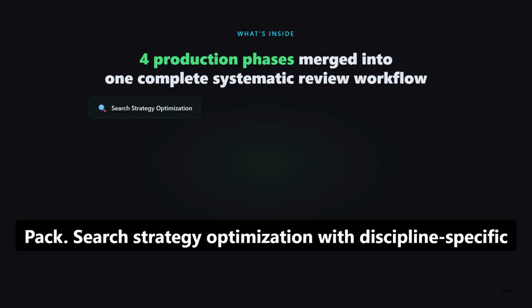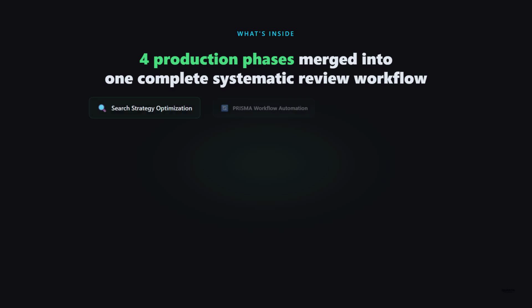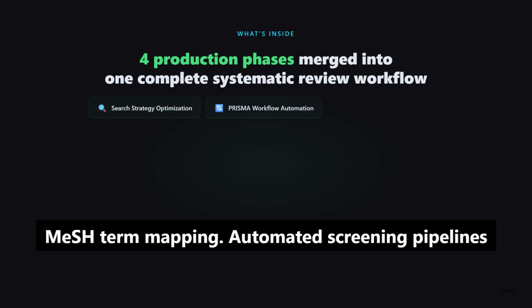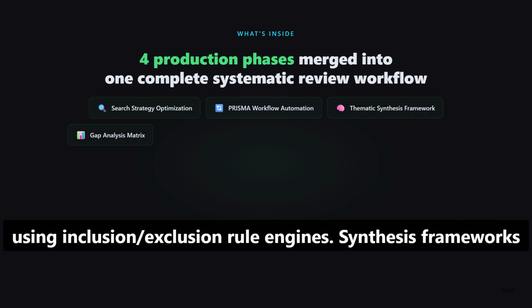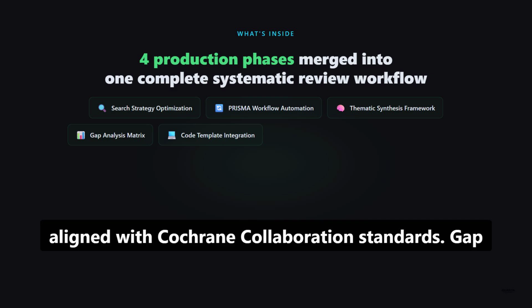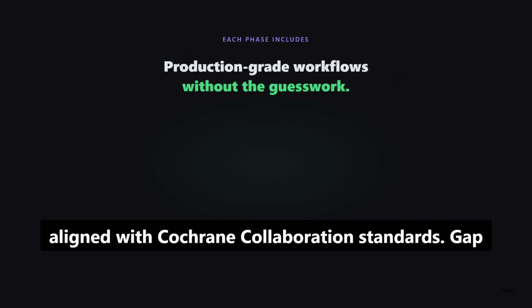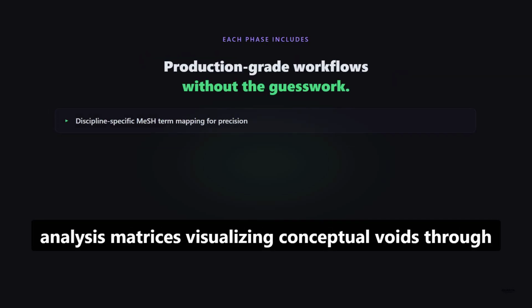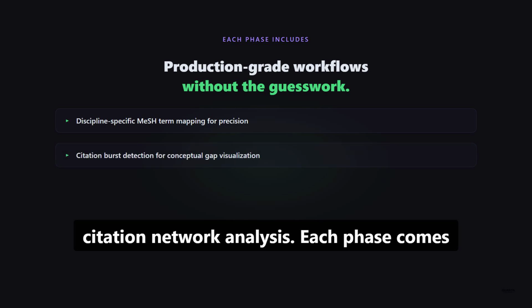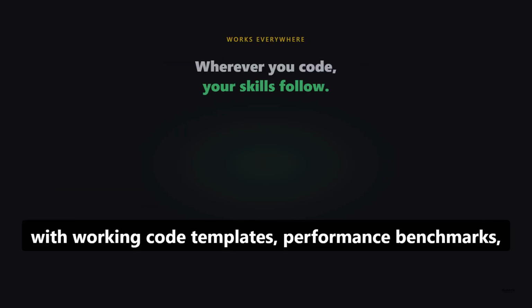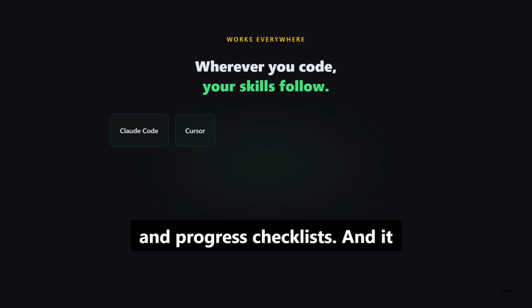Search strategy optimization with discipline-specific MeSH term mapping. Automated screening pipelines using inclusion-exclusion rule engines. Synthesis frameworks aligned with Cochrane Collaboration standards. Gap analysis matrices visualizing conceptual voids through citation network analysis. Each phase comes with working code templates, performance benchmarks, and progress checklists.